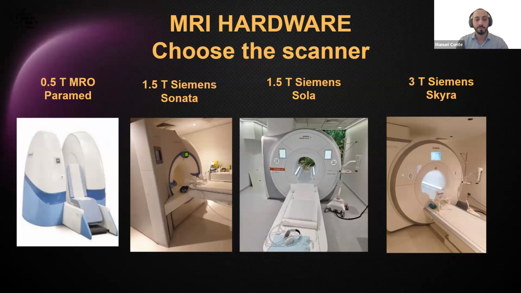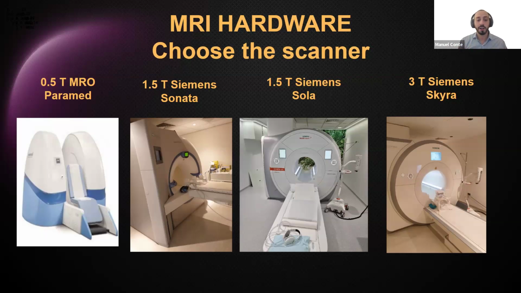Why is the scanner important? We need to start from the Larmor frequency. Basically, our hydrogen protons have some movements. One is the spin, so they turn around their own axis, and one is precession, so they do this movement like this. The Larmor equation says that the precessional frequency of these protons is proportional to the magnetic field. So if we increase the magnetic field, the precession of these protons is much faster.